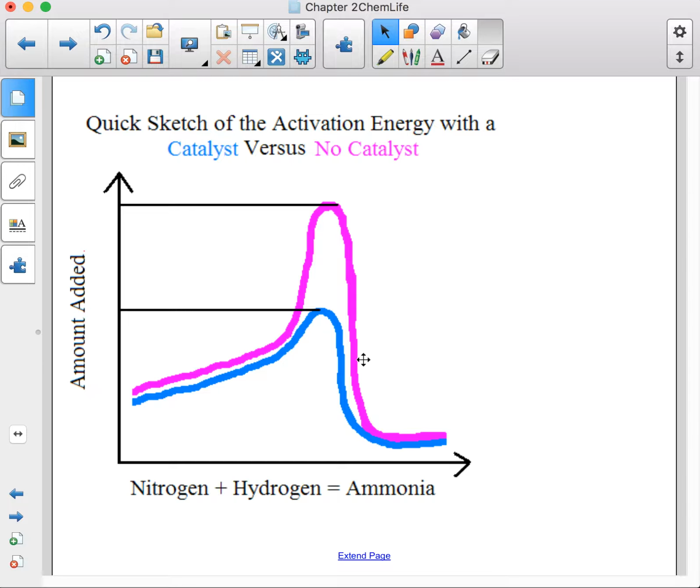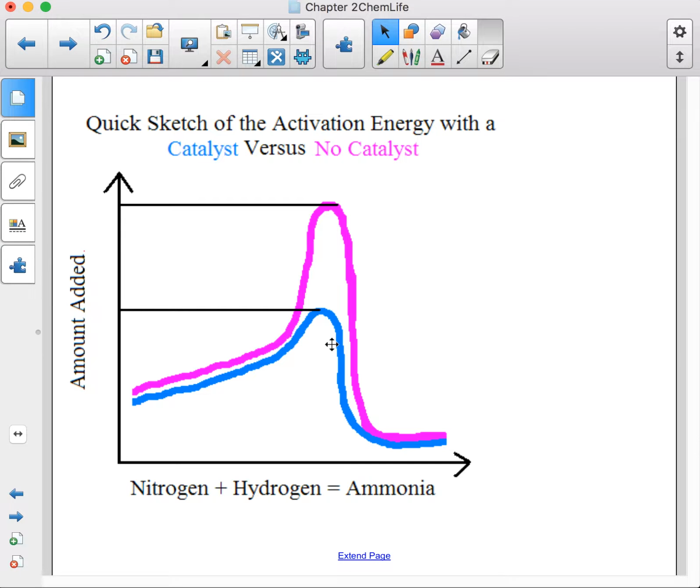So I showed you a graph that was similar to this yesterday. If you don't have a catalyst or an enzyme, well, geez, you have to really climb that hill. What catalysts and enzymes do is lower the amount of energy needed. Here I have nitrogen and hydrogen equals ammonia, and this is the amount of energy added.